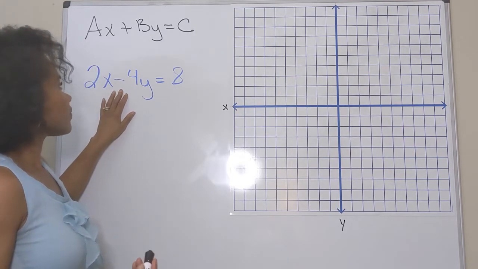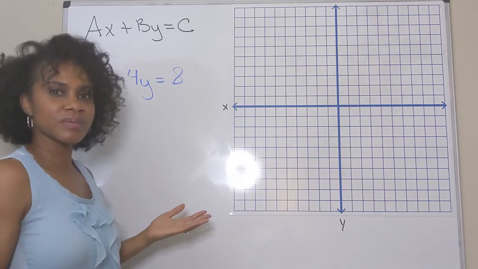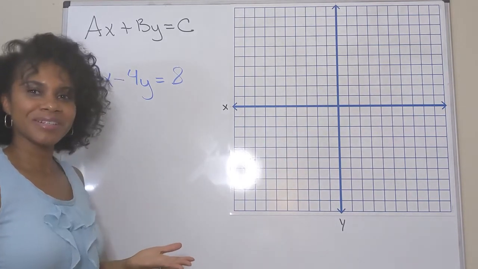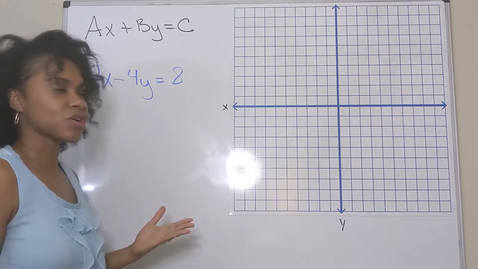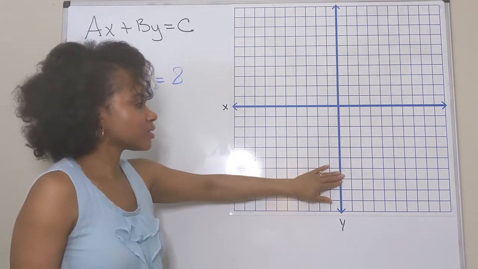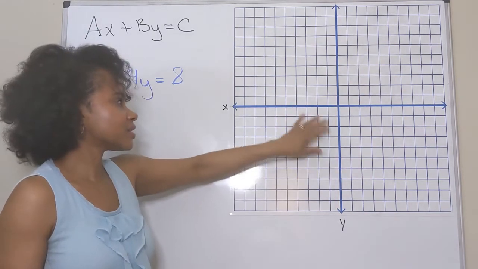And the way you graph equations that are in standard form, you want to find the intercepts and then just plot the two intercepts on the graph. What are intercepts? Well, intercepts are where the graph crosses each axis. So I want to find my x-intercept and my y-intercept. So I want to see where that graph crosses each axis.